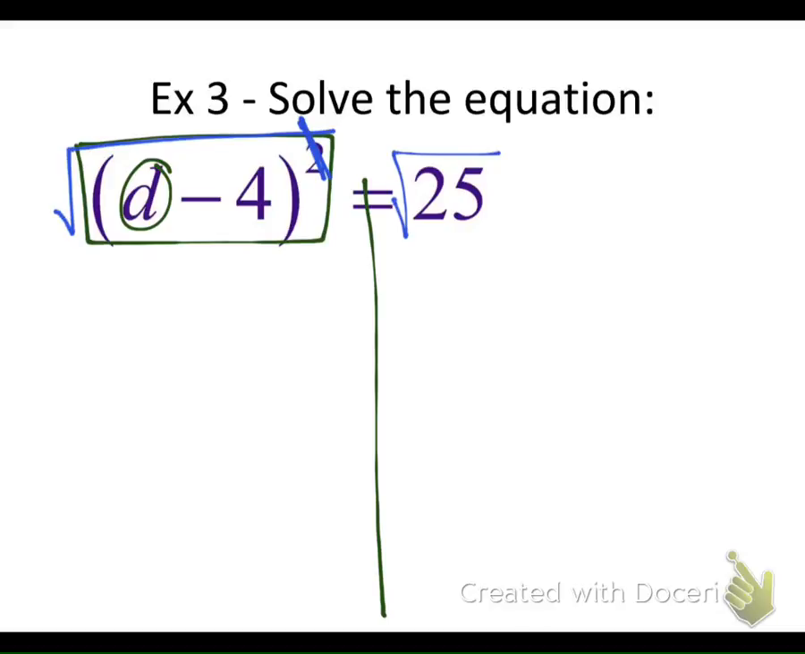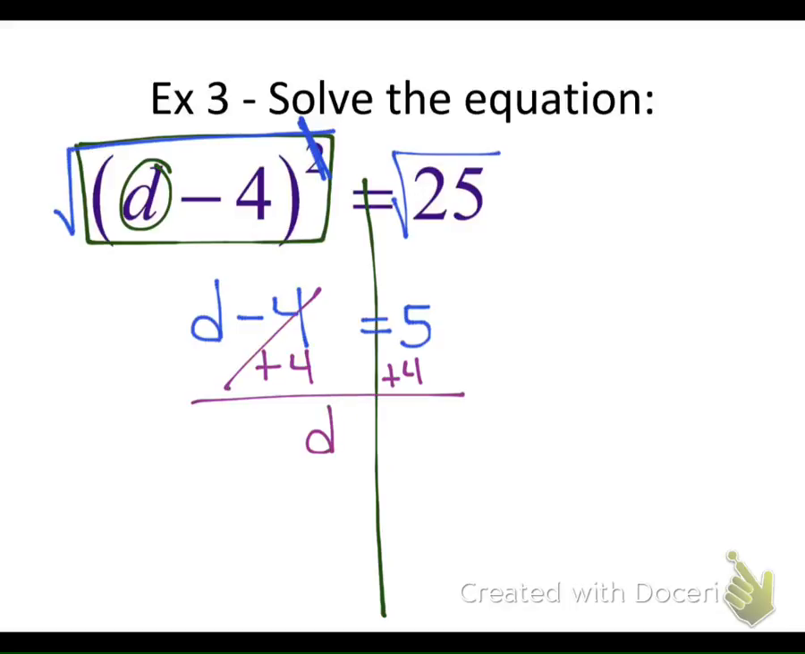So now on my left side of my line of equality, what am I able to bring down? Do I need to put that in parentheses anymore? No, because we got rid of that square sign. Now on my right side, what's the square root of 25? What kind of equation do I have now? One step. How do I get the d by itself? Plus 4. That's right. Cancel. D equals 9. Box it.